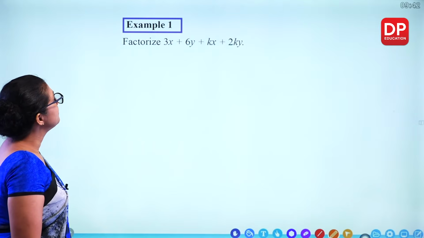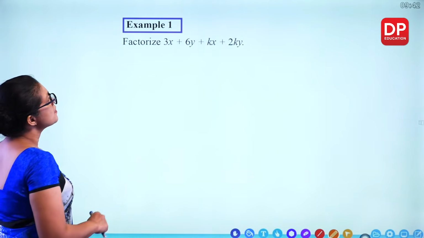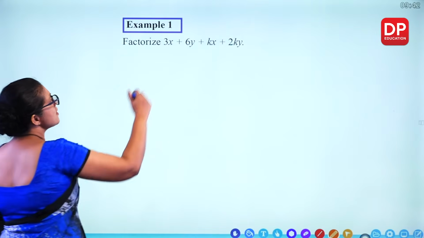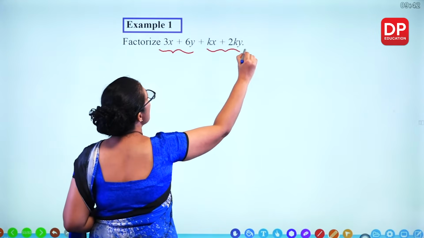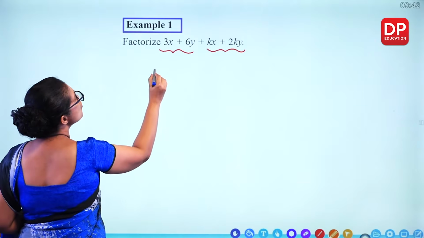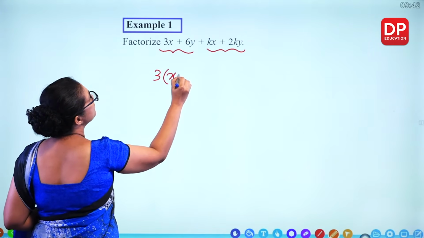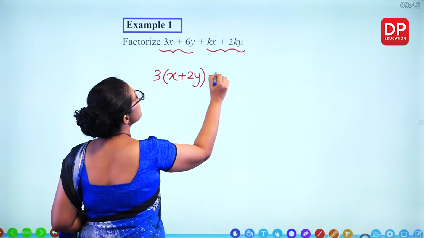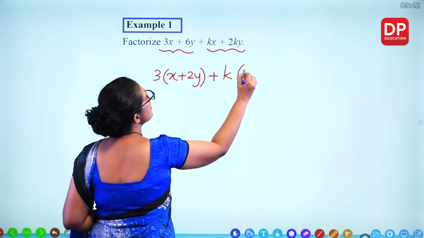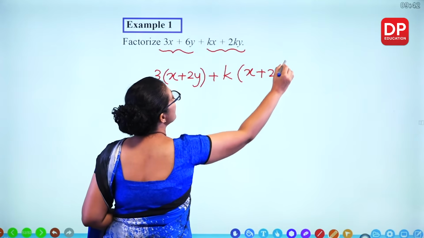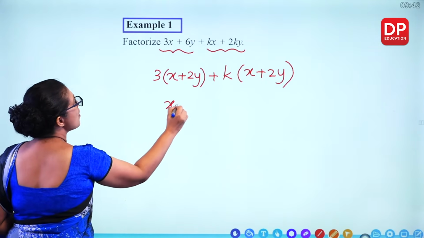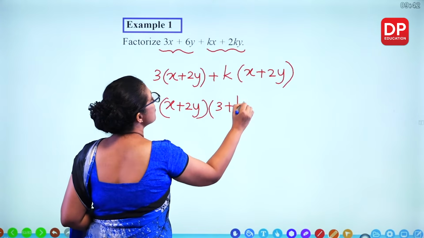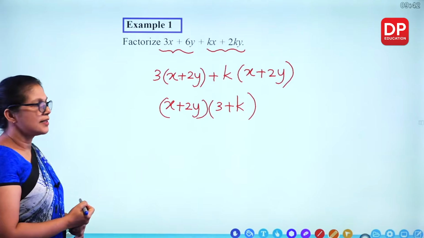Example number 1. Factorize 3x plus 6y plus kx plus 2ky. 4 terms. What's the method? Take 2 at a time and factorize. From these two, I can take 3 out. You get x plus 2y. From these two, I can take plus k out, x plus 2y. Now we see x plus 2y is common, and then the remaining part you write inside brackets.